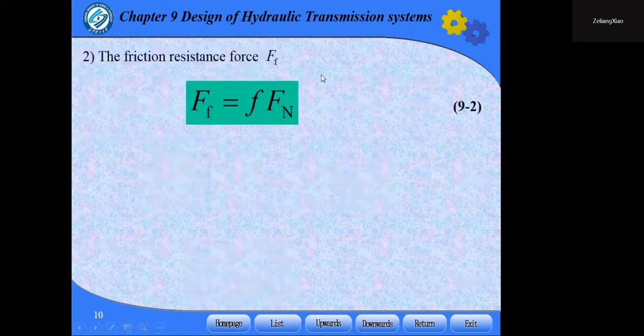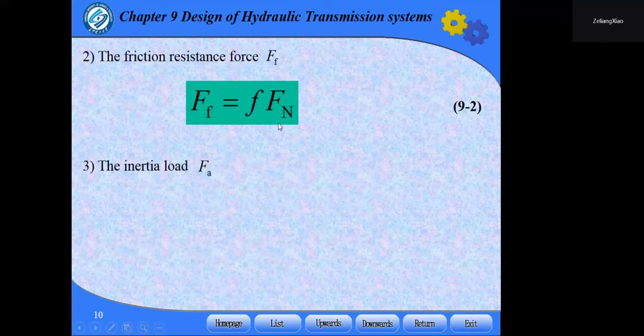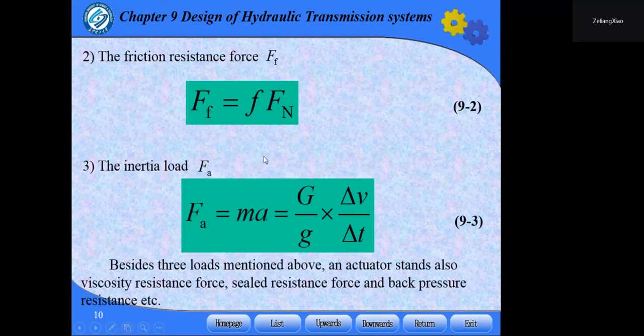Friction is the reaction resistance force, the normal force, and this is the coefficient of friction. Friction is related to the status of motion parts and the shape of the supporting surface, and is calculated accordingly.